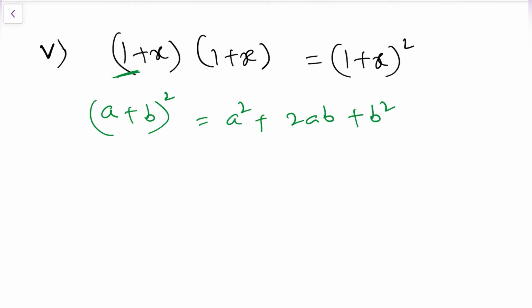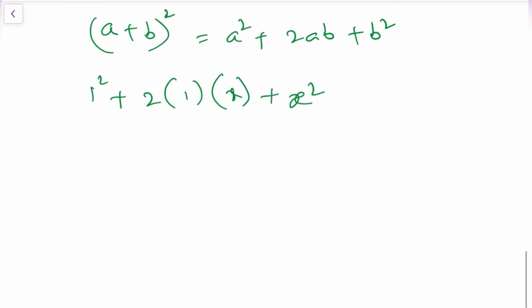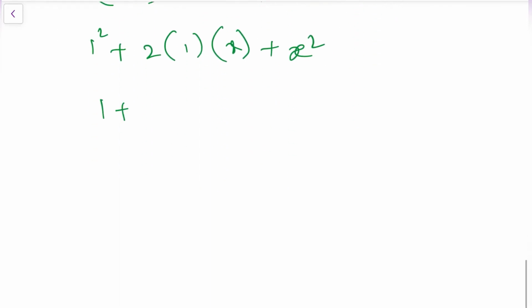In the place of a, 1 is there, in the place of b, x is there. So 1 square plus 2 into 1 into x plus x square. 1 square is 1, plus 2 into 1 into x, 2x, plus x square. If I write this in standard form, x square plus 2x plus 1.